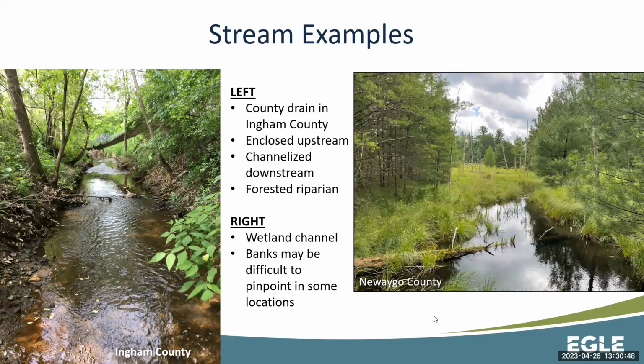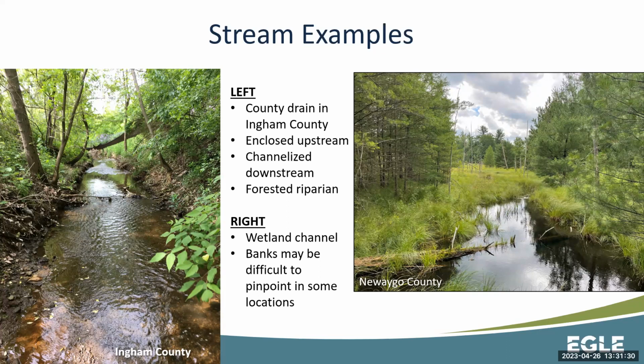And I did try to include examples from all over Michigan. On the left, you have a county drain in Ingham County. This channel is enclosed upstream. Downstream, it's a channelized urban and agricultural drain. But in this section, it's opened and it's very natural. It has a forested riparian, and you can see evidence of the bed in this photograph, as well as channel banks. And then on the right is more of a wetland channel in Newaygo County.